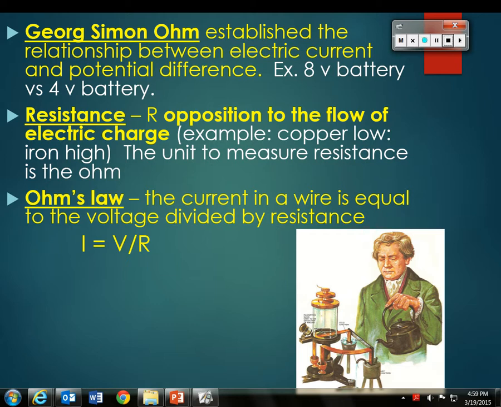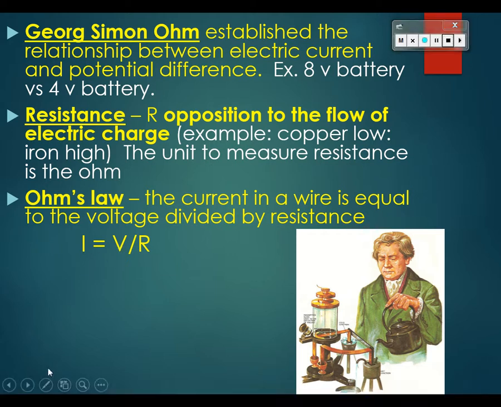Basically, it means that something, if it has a lot of resistance, is slowing down the electric charge. Copper has a low resistance while iron has high. So copper will transfer the energy faster than iron. And the unit to measure resistance is the ohm. And lastly, you need Ohm's law. It states that the current in a wire is equal to the voltage divided by resistance. I equals V over R, voltage divided by resistance. If we ever have any math problems with this, I will give you the formula, so you don't need to memorize that.